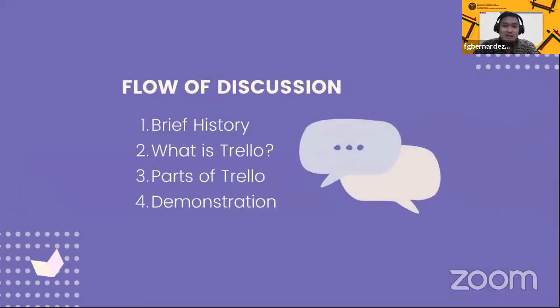Okay, so here are the topics that you can expect from me for this afternoon. First, I will share with you the brief history of Trello: when, how, and where it started. Next, I will introduce Trello with its definition and characteristics. Third, we will identify, by the way, the different parts of Trello. And lastly, we will have a short demonstration, and I want you to try it as well.